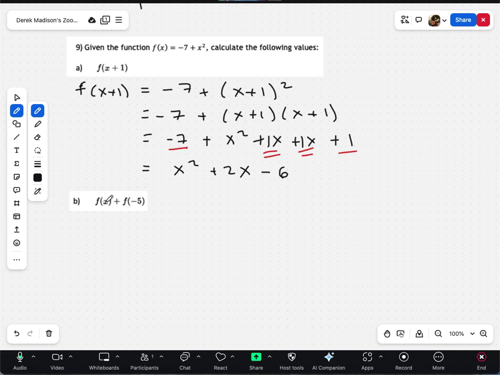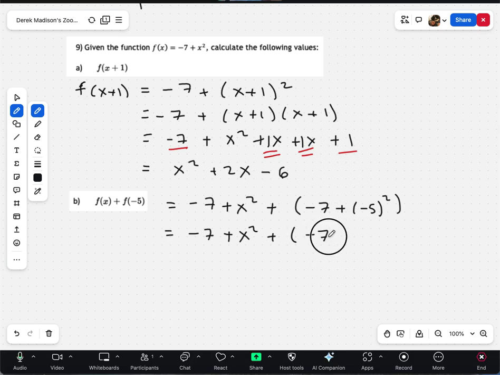For this one, it's saying take the original function, which is f of x, and then add to that the function evaluated at negative 5. So f of x would be right here. That's just our original function. And then I'm supposed to add to that f of negative 5. So negative 7 plus negative 5 squared.